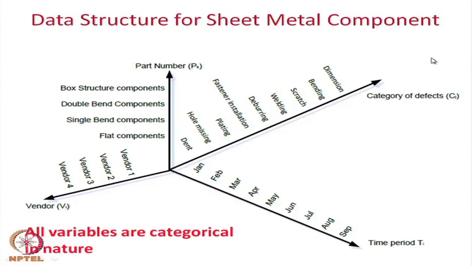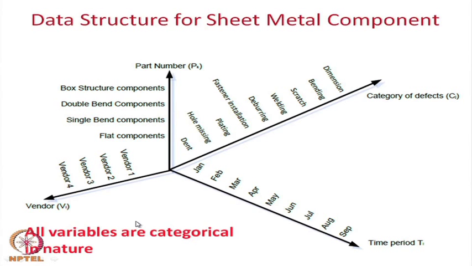And then it is obvious that there may be a seasonal effect, which was found after discussion with the personnel involved in this assembly operation: January, February to September, because we have collected data from January to September of a particular year. We could not collect beyond that, because the assembly operation where we concentrated our study started in this month, and data was available only up to September. So what I mean to say is that all variables are categorical in nature.